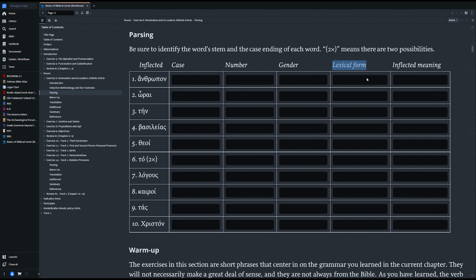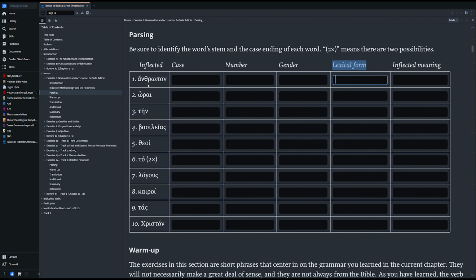Lexical form is the form of the word that you memorized from your vocab. Lexical form means this is how it's written in the dictionary. The dictionary is not going to list out the word with every case ending that's available. There's just too many. It's only going to have the nominative masculine singular. Of course, if the word is feminine, then it's going to have the feminine, but it's going to have the nominative singular of that word.